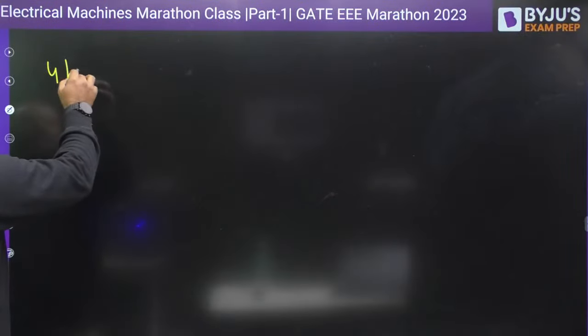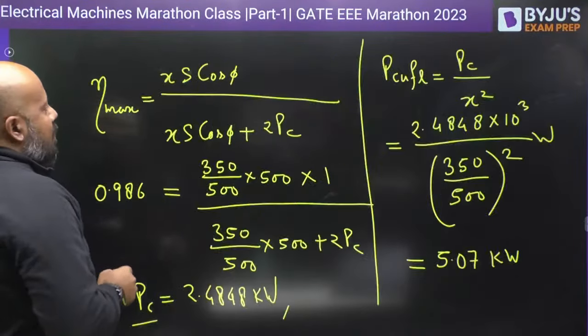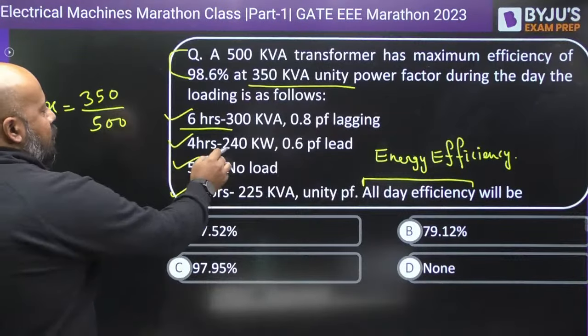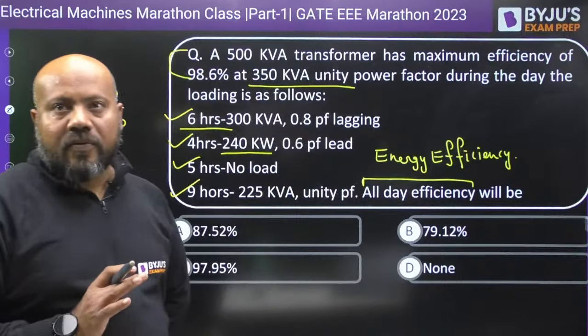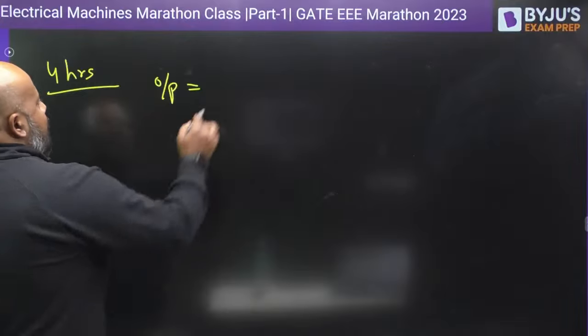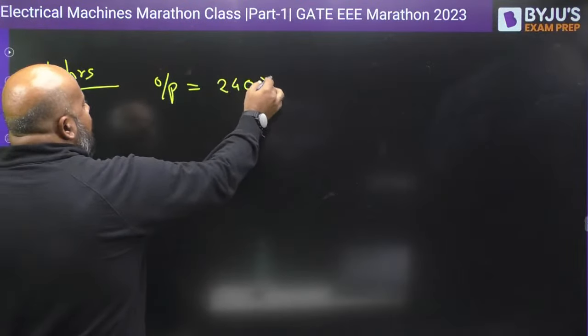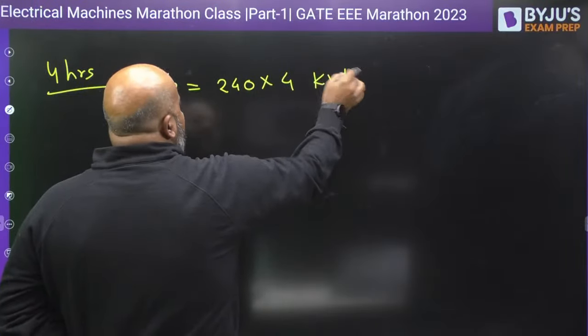4 hours. What is the output? Output is 240 kilowatts. So directly he is giving you 240 kilowatts. No problem. So it is 240 kilowatts multiplied by the number of hours, 4. It becomes kilowatt hour directly.